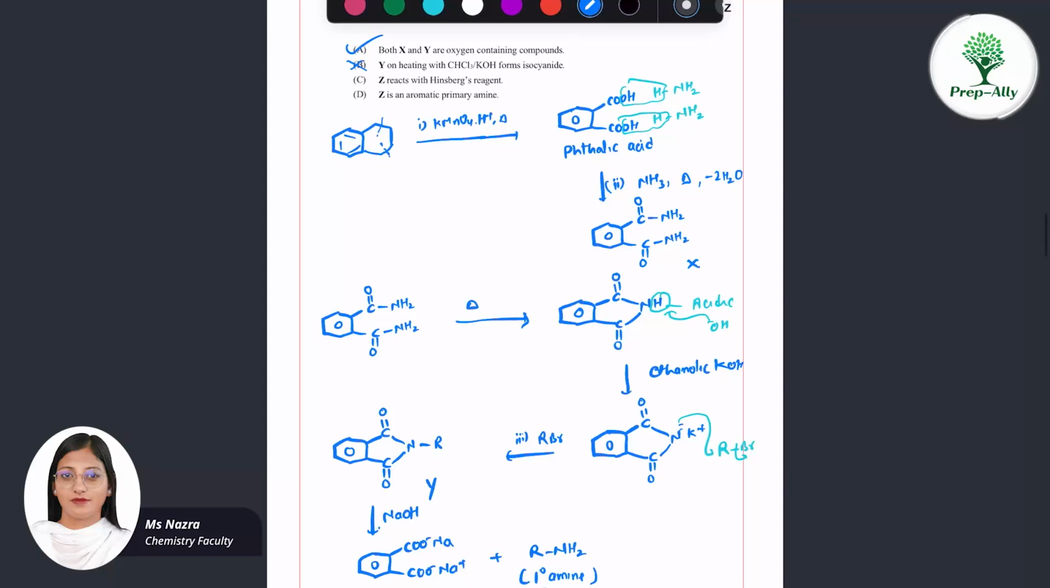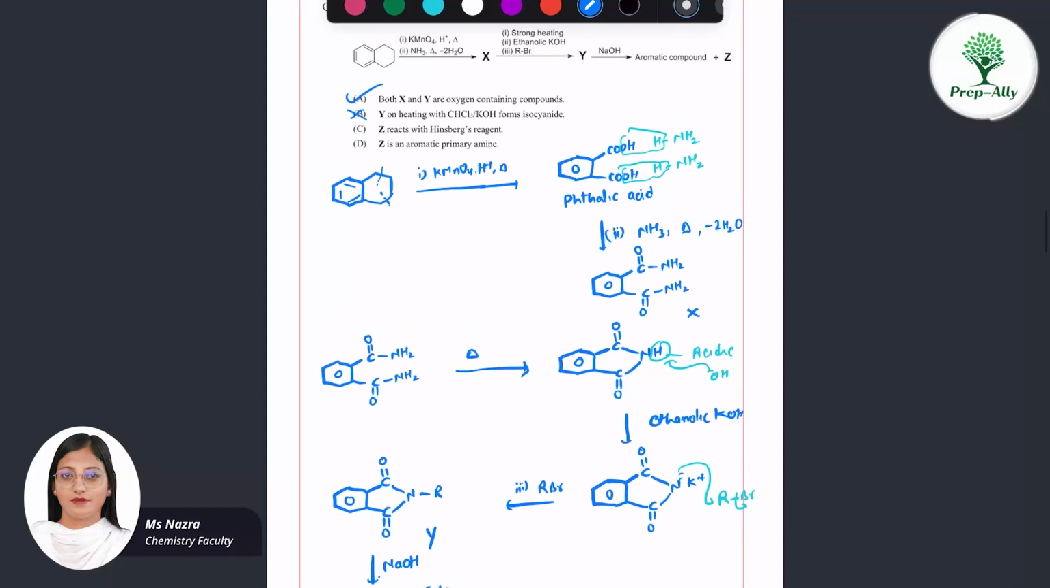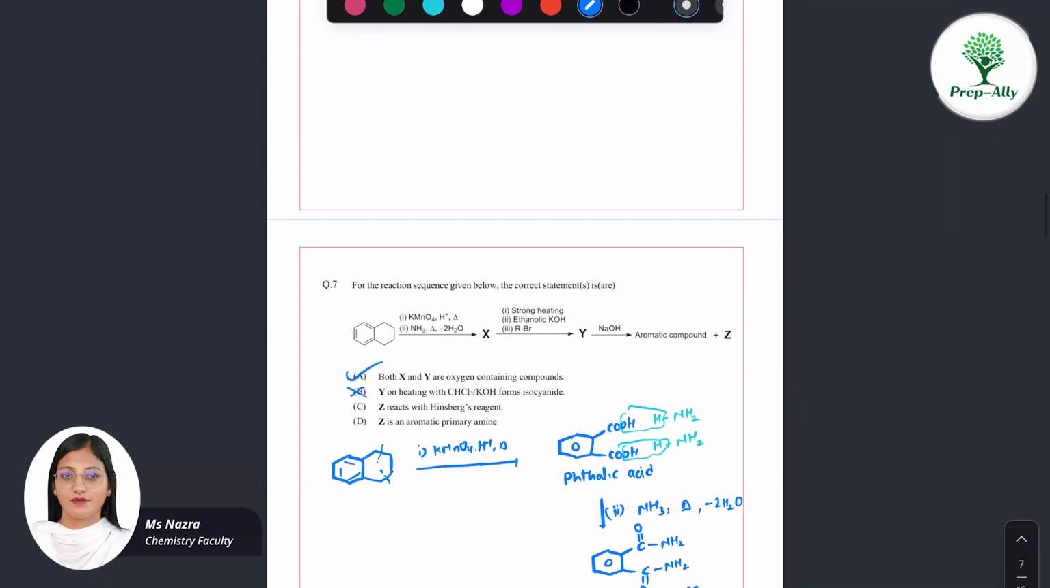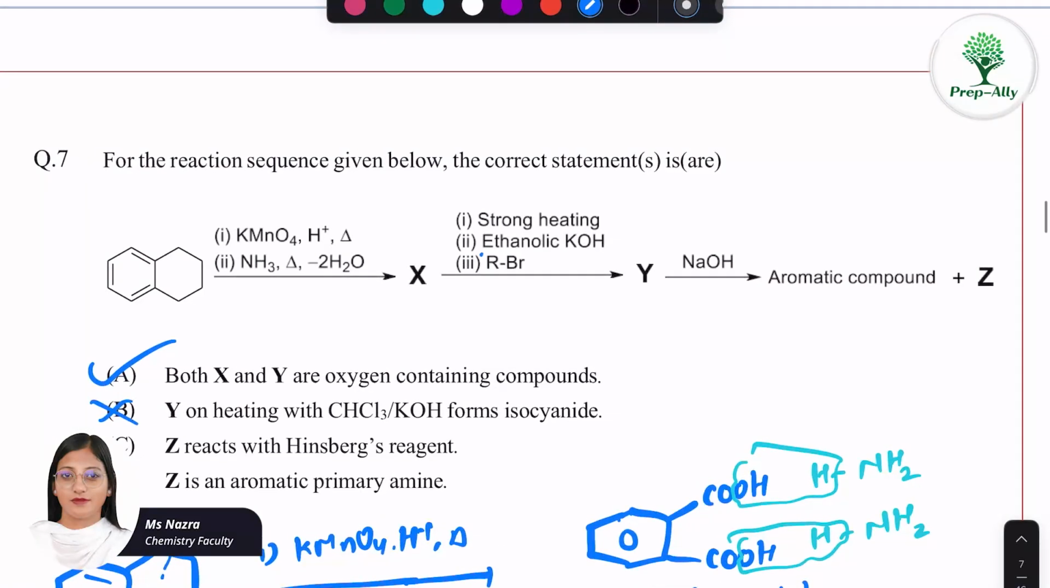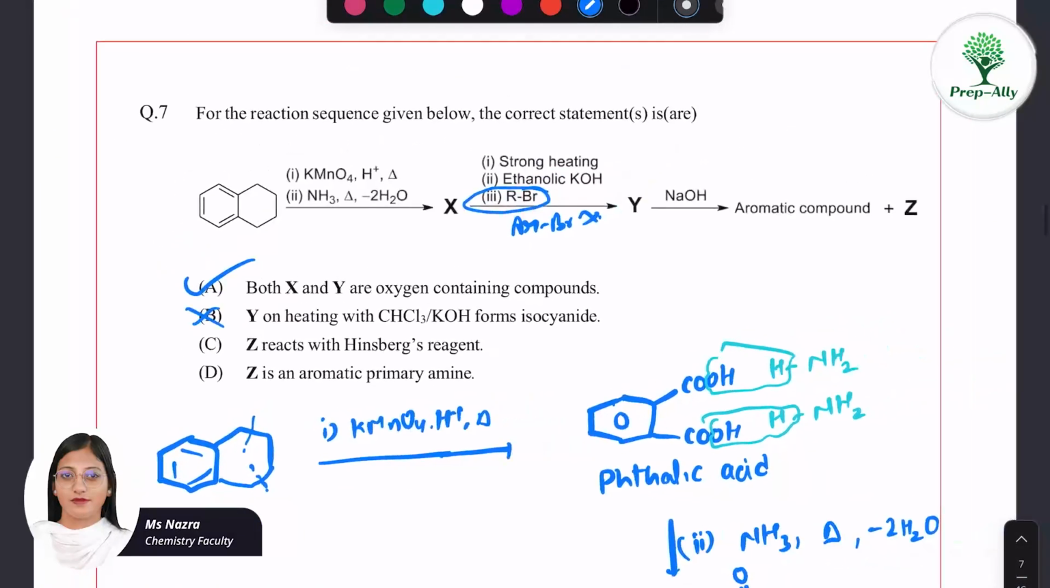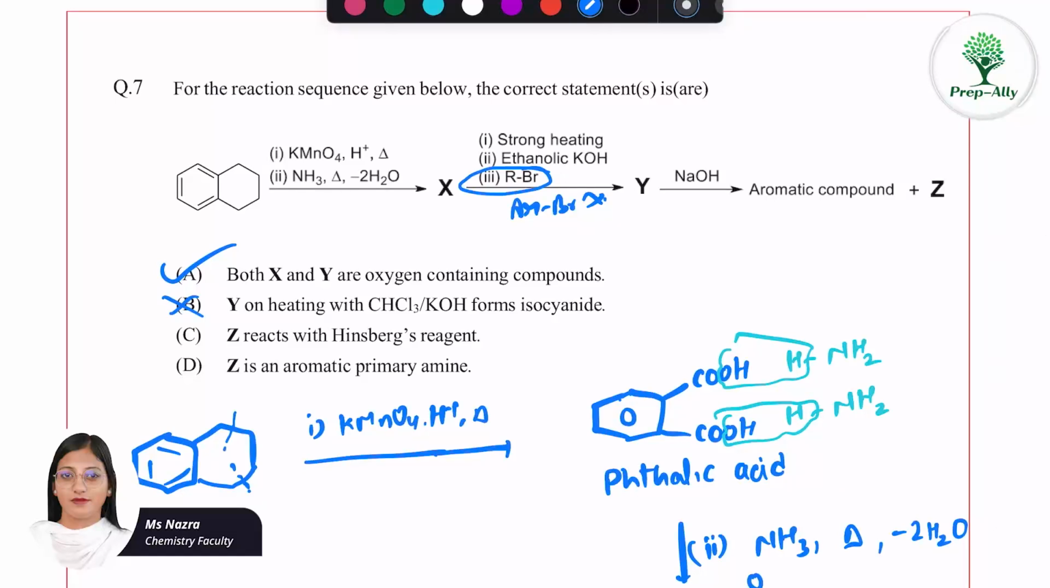And the last option, Z is an aromatic primary amine. We can't say whether it is aromatic over here or not. First of all, the thing we can interpret from here is that the examiner has mentioned R instead of Ar, right? So we can predict somewhat that it can be aliphatic there. We cannot say 100% it is aromatic. Aromatic primary, so this one is also incorrect.